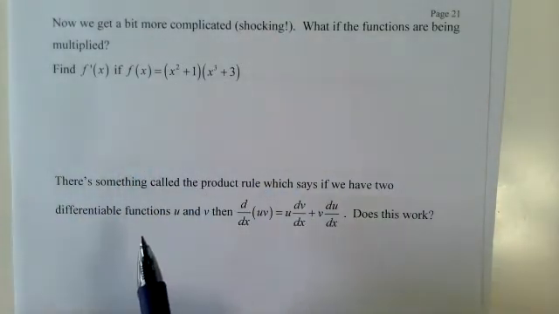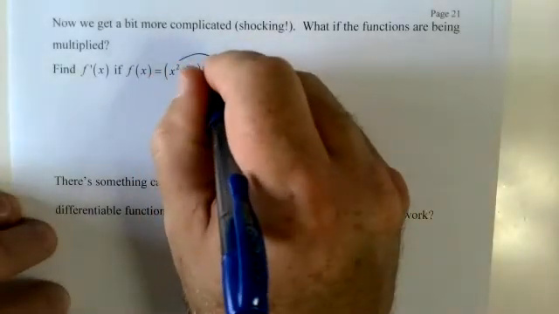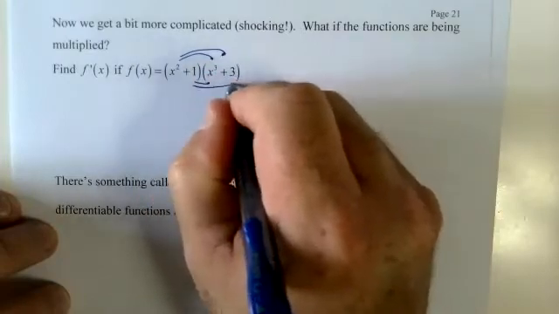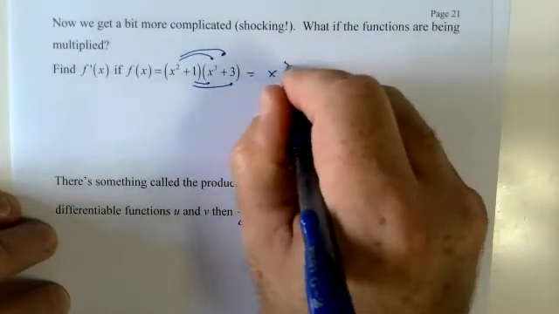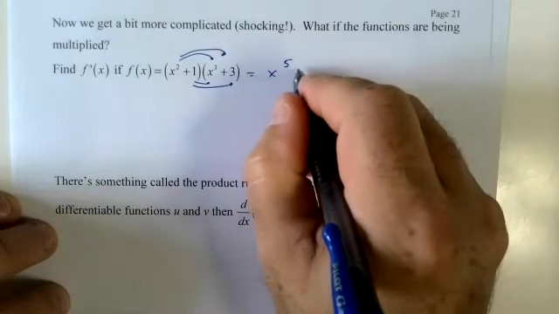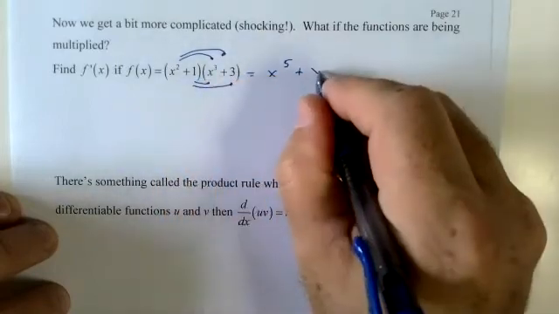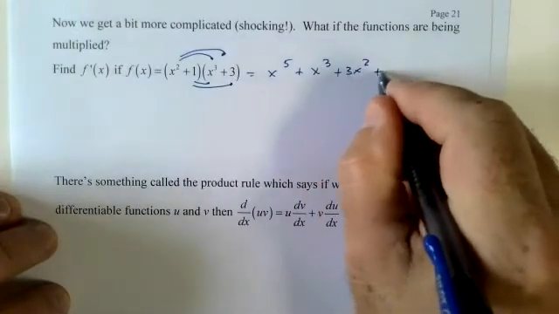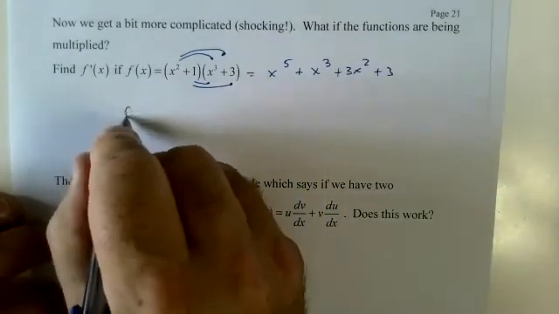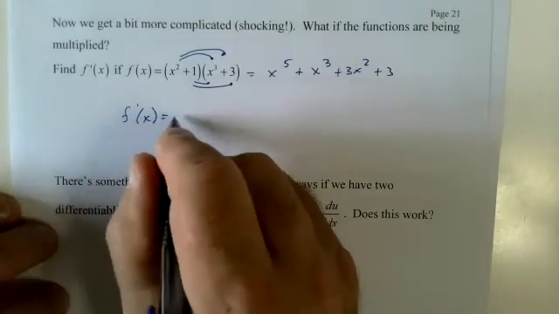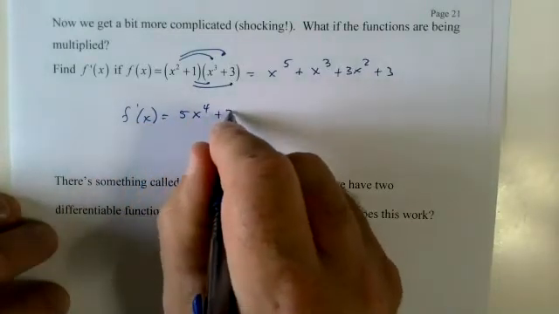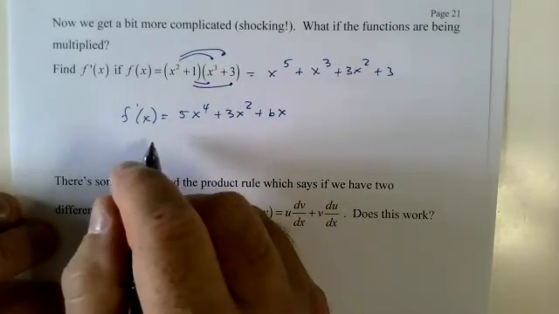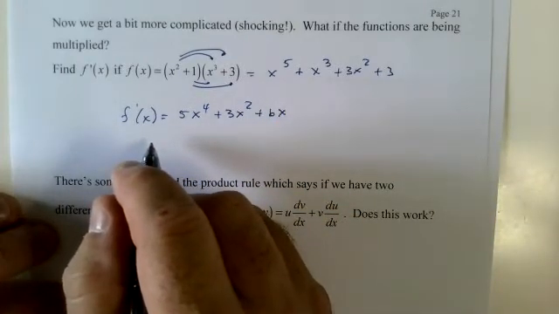Well, hey, why don't we just distribute them so that it's easier? So that would be x to the 5th plus, I'm going to do x to the 3rd, I like to keep them in order, x to the 3rd plus 3x squared plus 3. And then f prime of x would be 5x to the 4th plus 3x squared plus 6x. Yeah, that works.